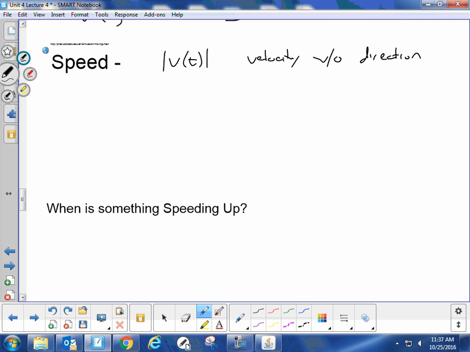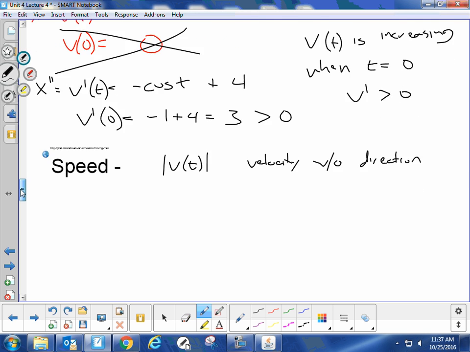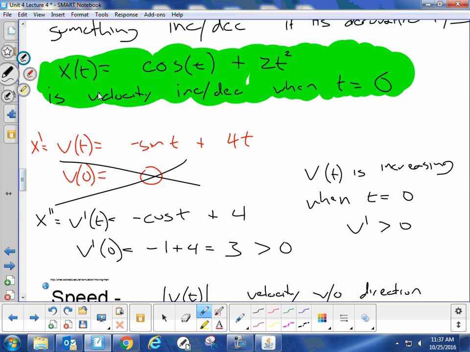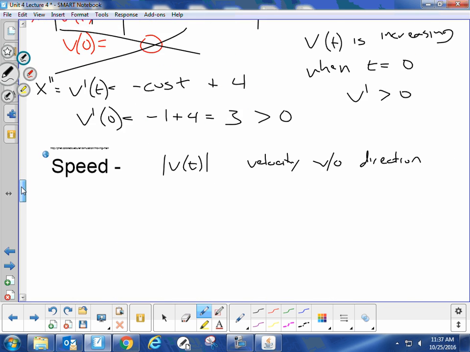So for the previous problem, if I changed this to is the speed increasing or decreasing, well, I'd have to look at the absolute value of velocity and take that derivative. Well, I don't really want to do that. So I need to think about things differently. Okay?